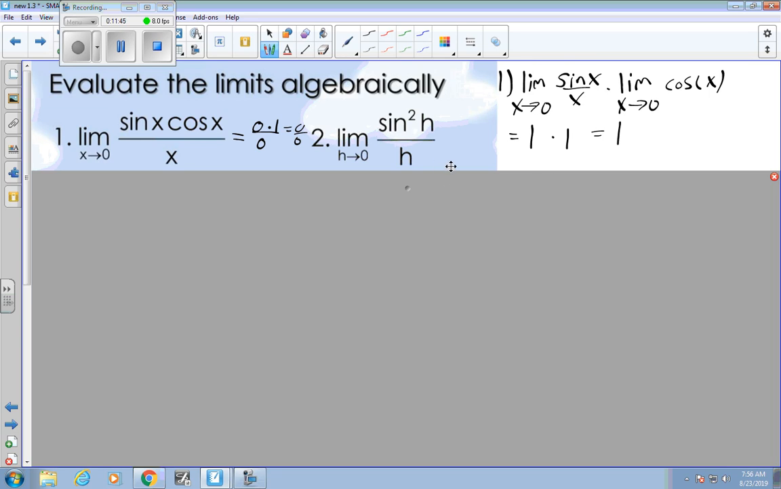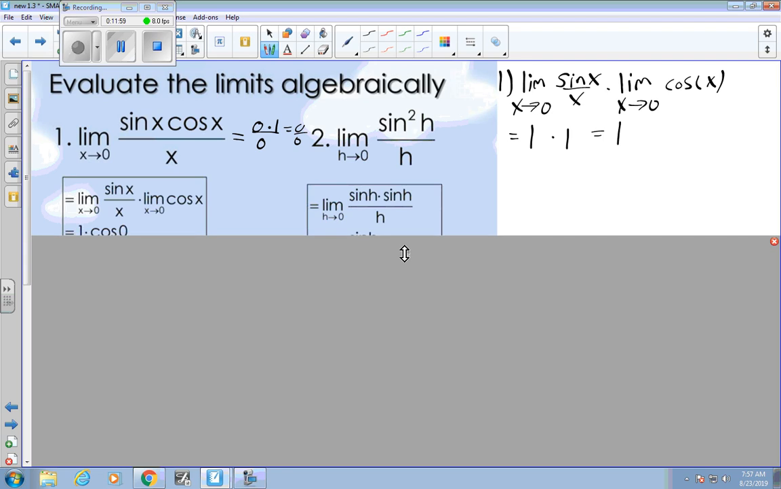What about this second one? What can we do to the second problem here? So for number 2, just take sine squared of h and split it into sine h times sine h. I think off to the right I have room to do that 1 minus cosine squared. You'll get the same answer. It'll just require maybe an extra step or two to get there.